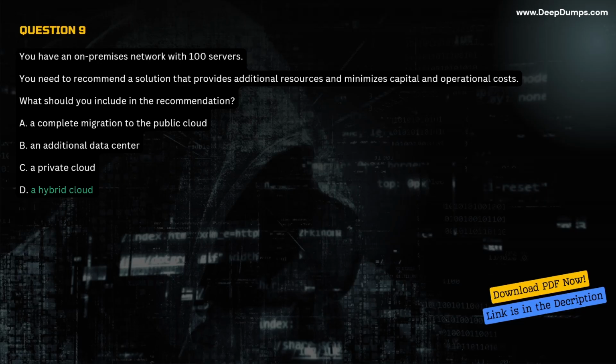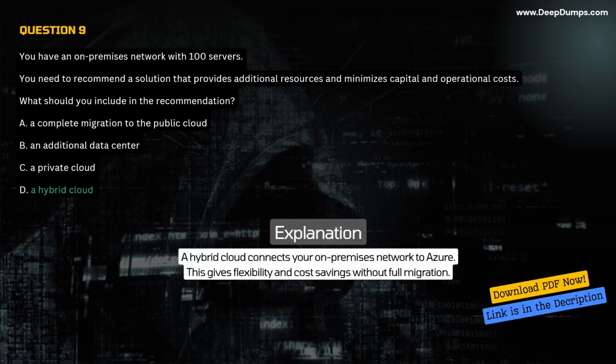A hybrid cloud. Explanation: a hybrid cloud connects your on-premises network to Azure. This gives flexibility and cost savings without full migration.